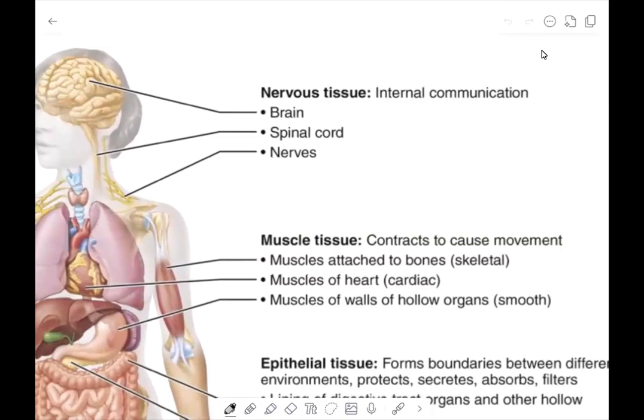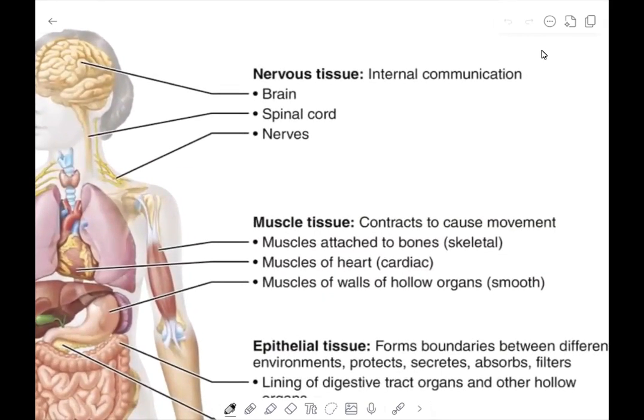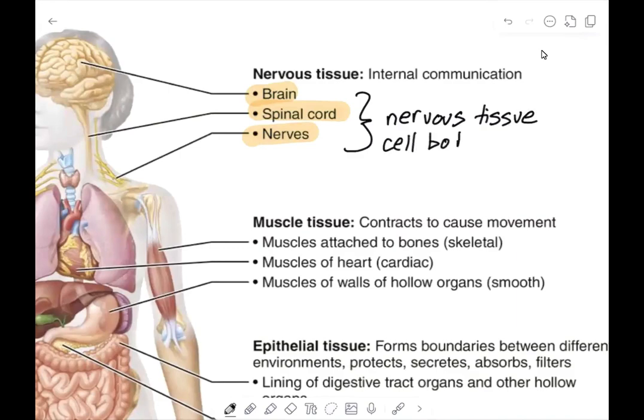Remember, there's four different types of tissues, and found in the brain, spinal cord, and nerves, there are all neurons. So nervous tissue. And this nervous tissue is going to contain things like cell bodies, which are called somas, dendrites, which receive the signal, and then also an axon. So it's really the simplest type of tissue that we're going to talk about at the end of the chapter.